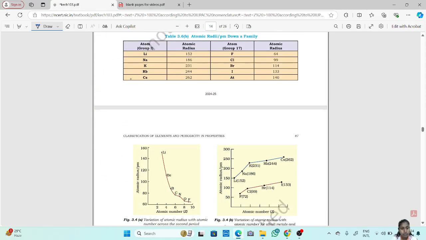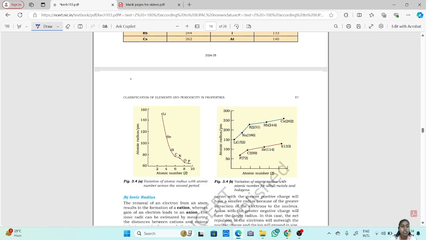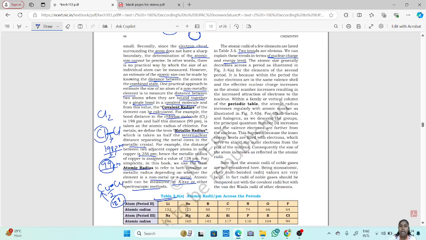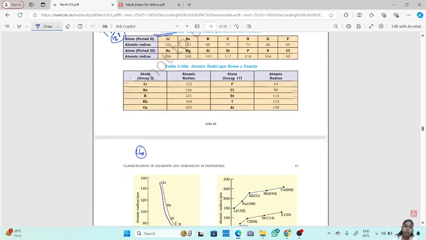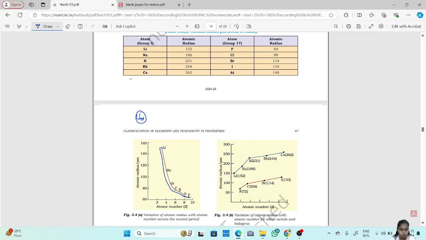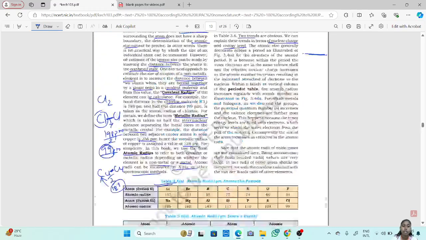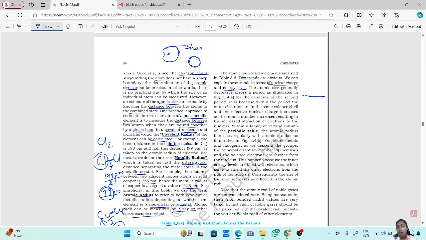For elements of the second period, from lithium, you can see the atomic size or atomic radius decreases as we go across the period from lithium to beryllium, boron, carbon, nitrogen, oxygen, fluorine. Along the period, the atomic size decreases.